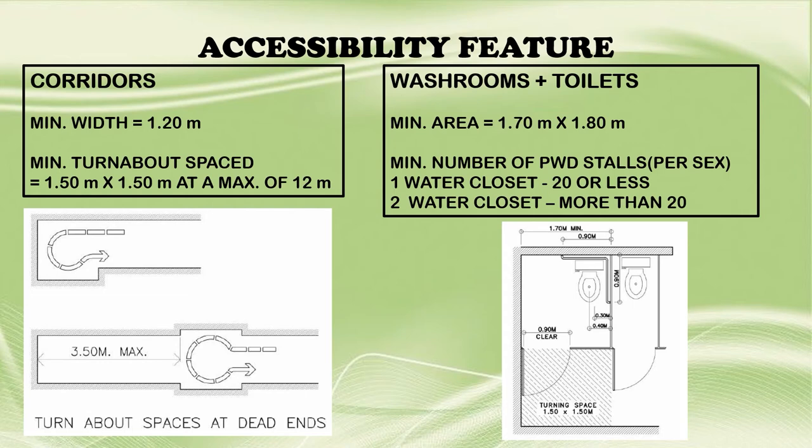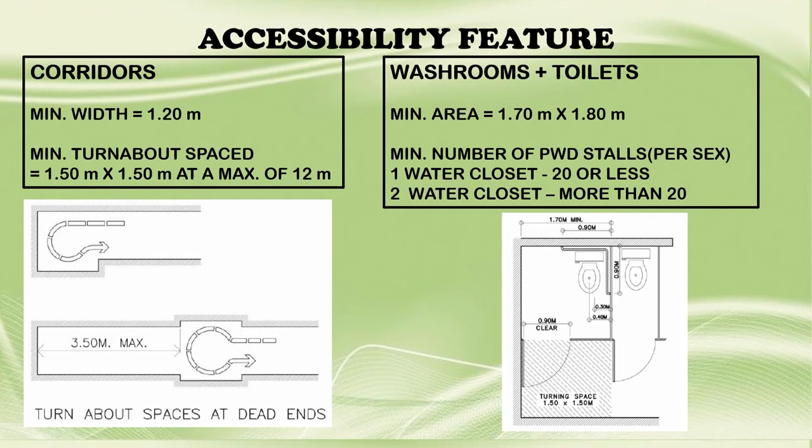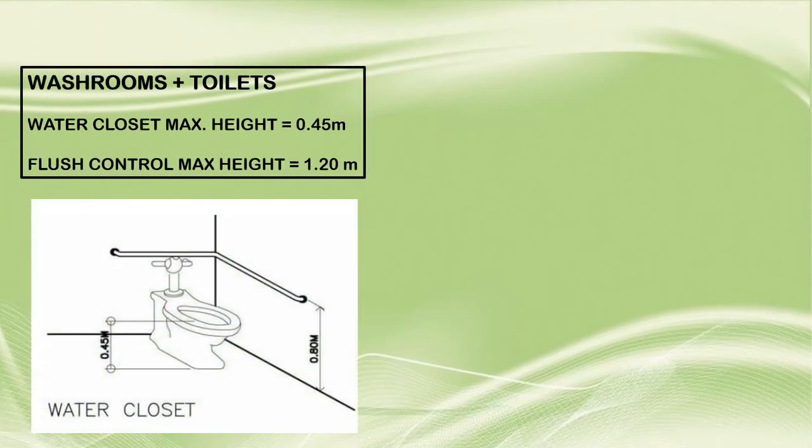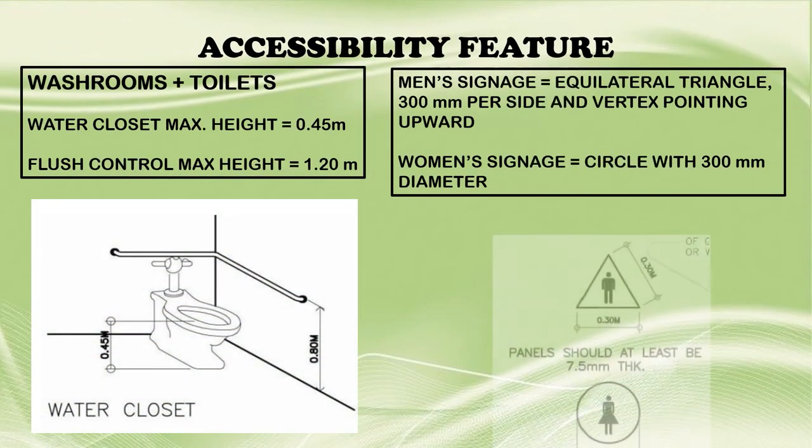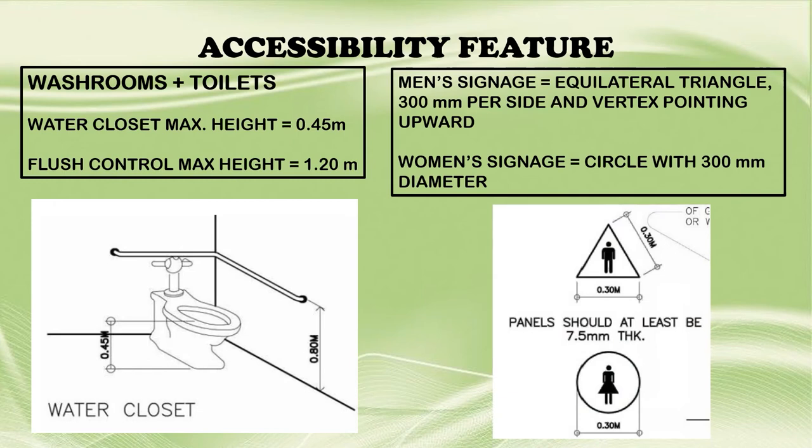Washroom plus toilets. Accessible water closet stall shall have a minimum area of 1.7 meters by 1.8 meters. Minimum number of PWD toilet stalls per sex. 1 if the number of water closets is 20 or less. 2 if the number of water closets is more than 20. Maximum height of water closets, 0.45 meters. Maximum height of flush control, 1.2 meters.